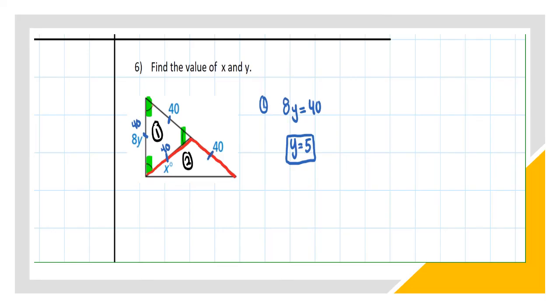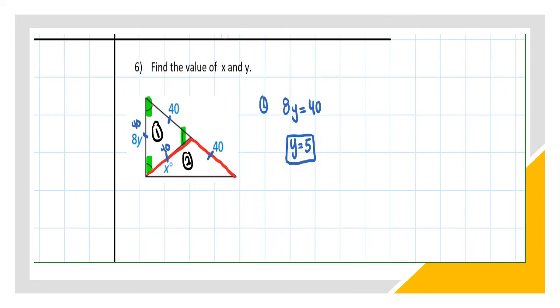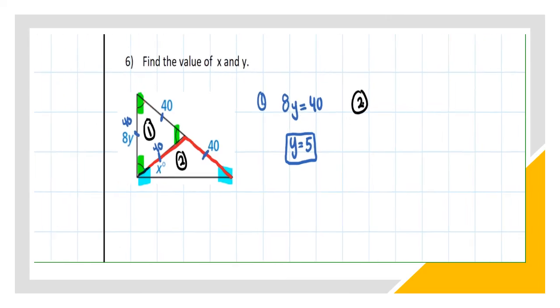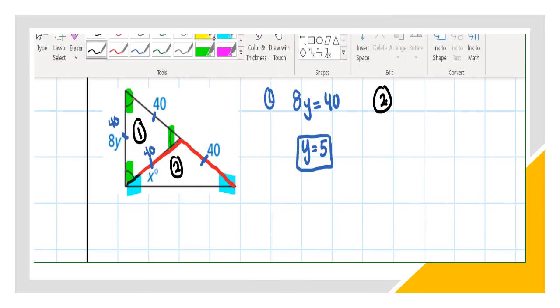Let's go ahead and move on to triangle 2. We just found that one of the sides of triangle 2 is 40, and we were given that another side was 40. That means we have an isosceles triangle, since those two sides are congruent. Which means that the base angles, the ones that I'm marking right now, will also be congruent.